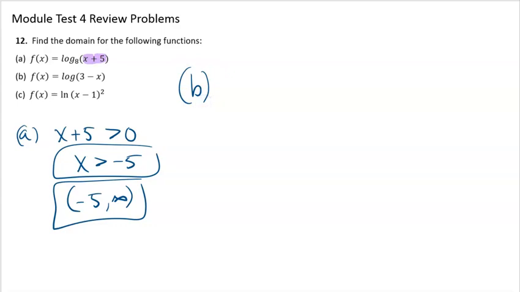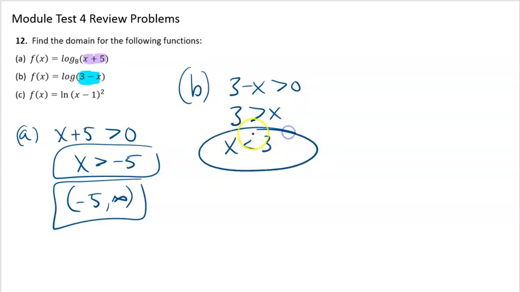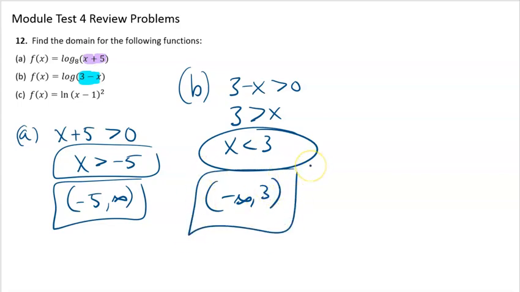Question B, again, you're supposed to take what's inside the logarithm, which is 3 minus x in this case, and set it greater than 0, always greater than 0. So you could add the x, 3 is greater than x, you could read it backwards, x is less than 3. You just flip it around and read it backwards. That's your answer, which would be negative infinity to 3 with a parenthesis. This is also an answer in interval notation.